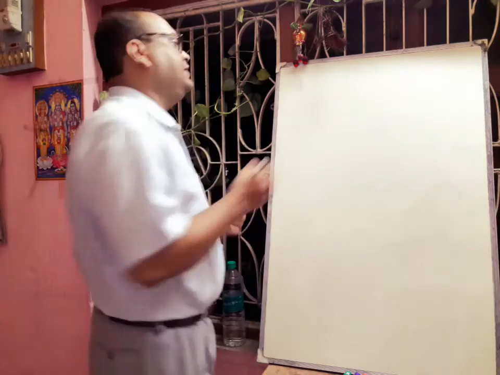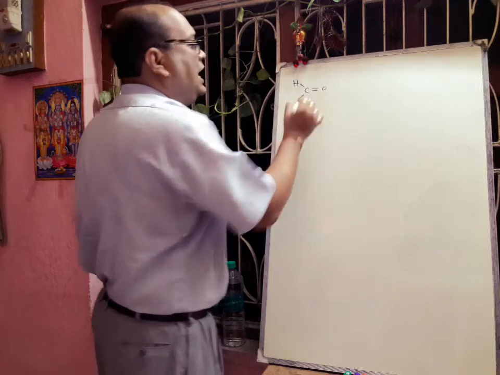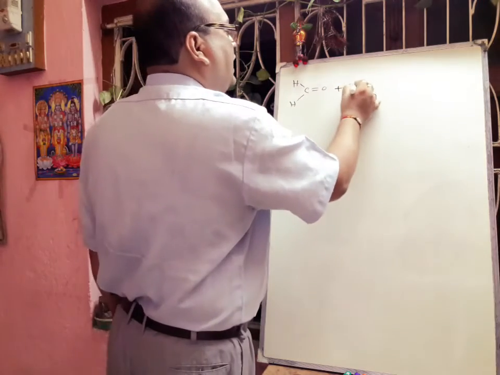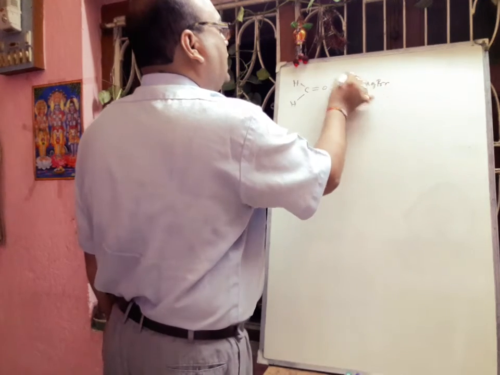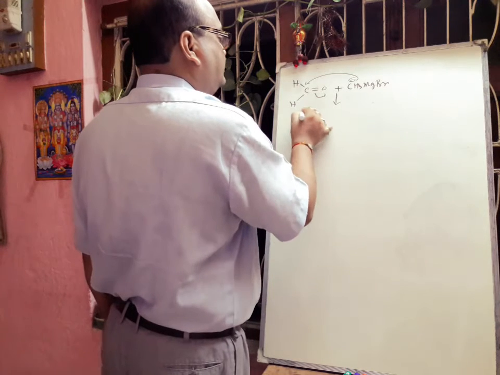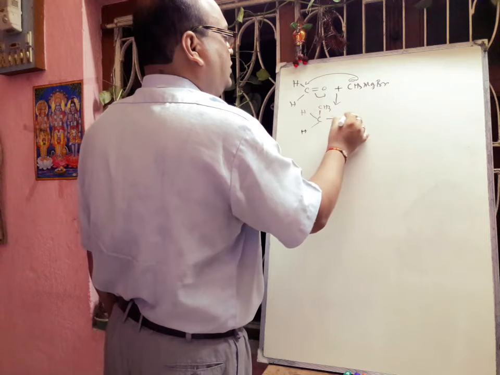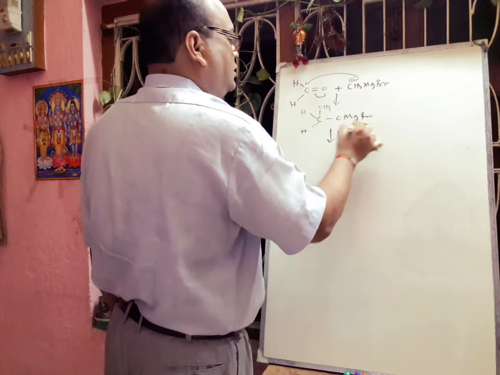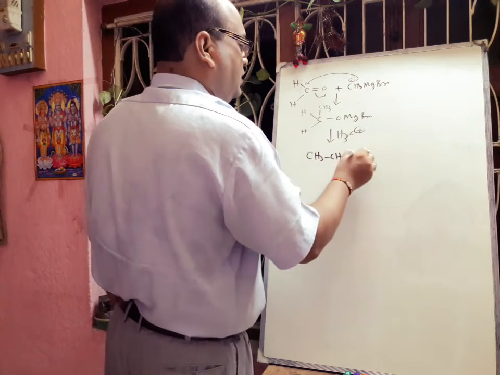I already discussed this in the alcohol part. If I take any aldehyde or ketone and add methyl magnesium bromide, then what will happen? This methyl will attack here and finally we will get CH3OMgBr. And if we hydrolyze by H3O+, we will get the primary alcohol.